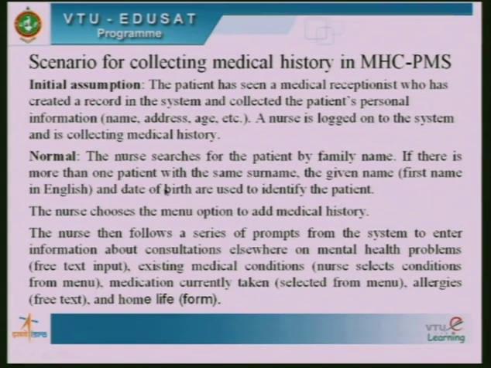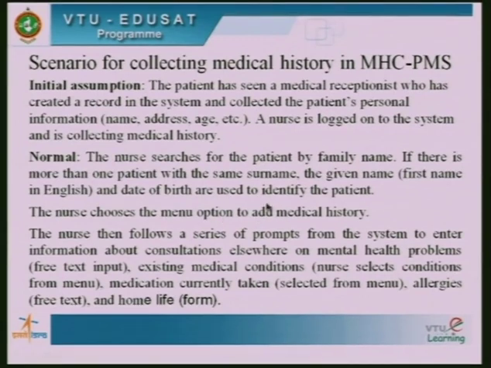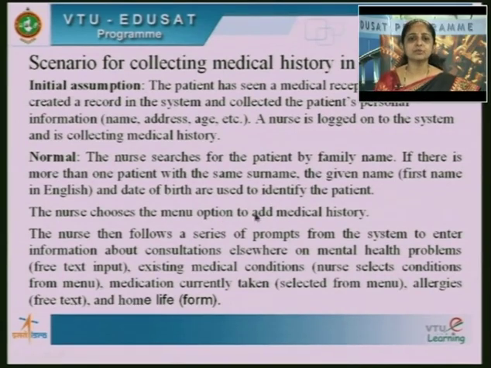Now, based on the activity of the nurse, we have come up with many requirements here. The nurse should be able to search for the patient by his family name. If more than one exists, there should be an option for her to search using given name and date of birth. The combination of given name and date of birth might not match. It would be very rare that the name and date of birth will match, right, to identify the patient. Now, based on this scenario, we have come up with a new requirement.